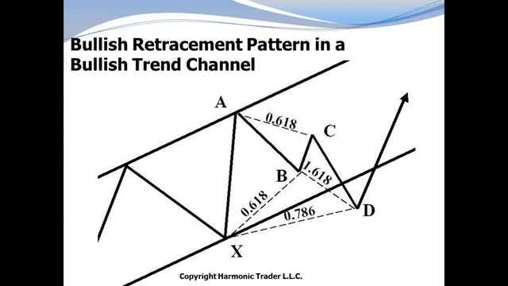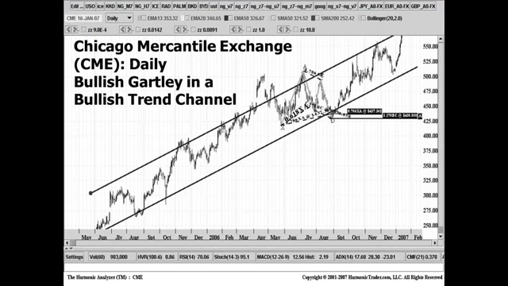Bullish retracement pattern in a bullish trend channel. Typically we'll see a well-established trend channel and then see some type of retracement, again with an ABCD component, but more of a defined retracement pattern that occurs at or just below the lower support constraint of the trend itself. On this example of Chicago Mercantile Exchange, the CME formed a really nice bullish Gartley in a well-established bullish trend channel. Again, it might be difficult to perceive much of an opportunity.